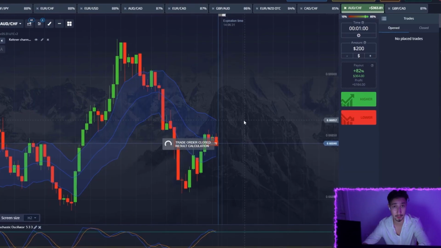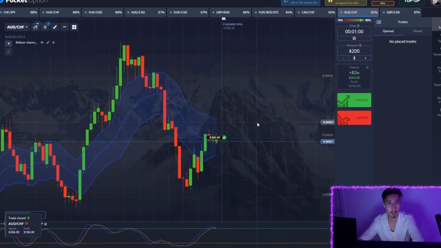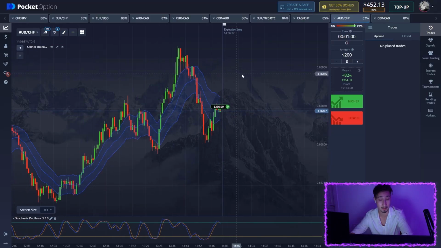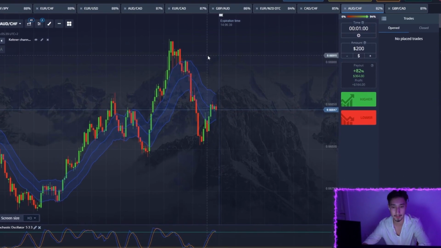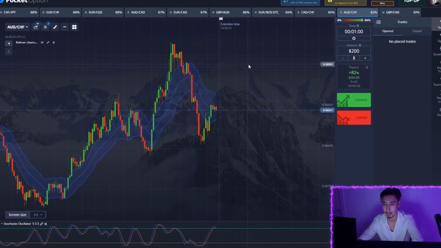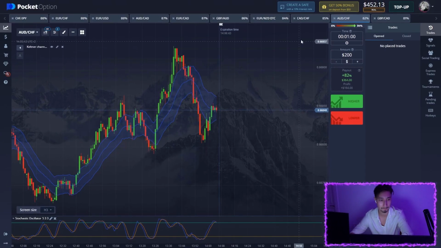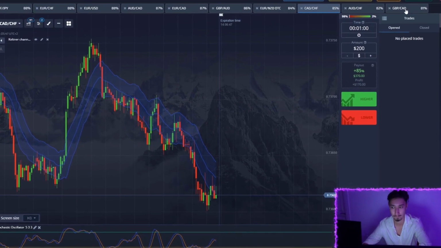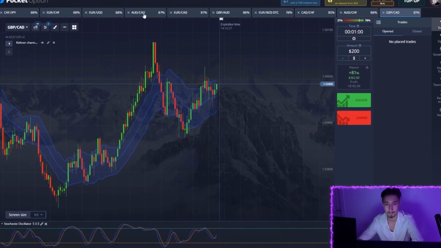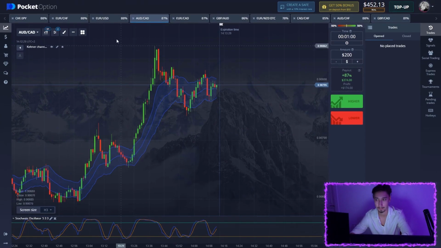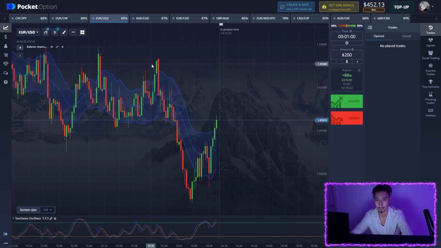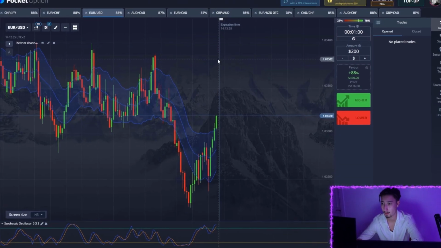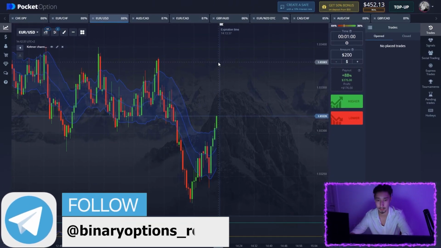Like I said, the position is in profit. We got $452 on our balance, already a good result, and there is no stopping here. Let's find another currency pair. Well, let's see what we got. Alright, let's see.